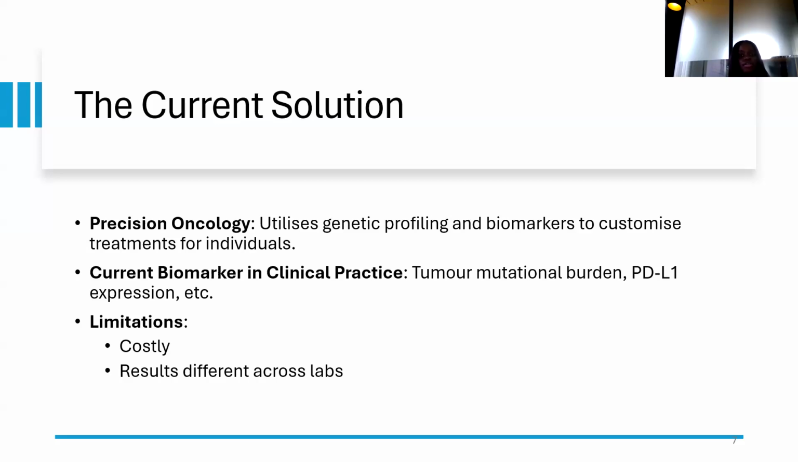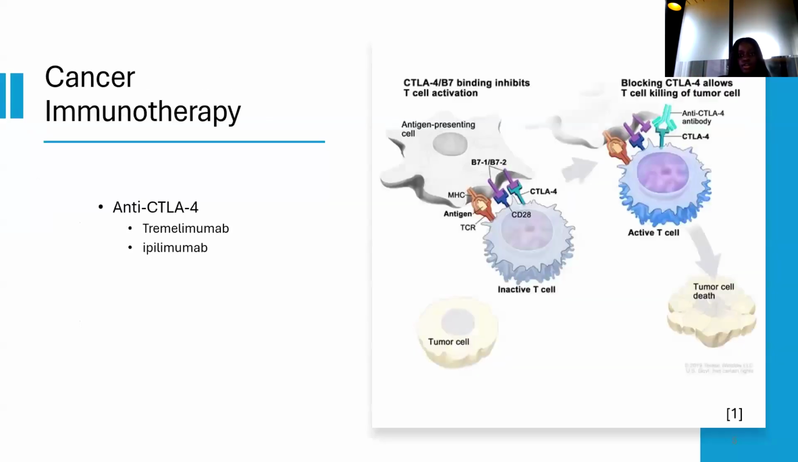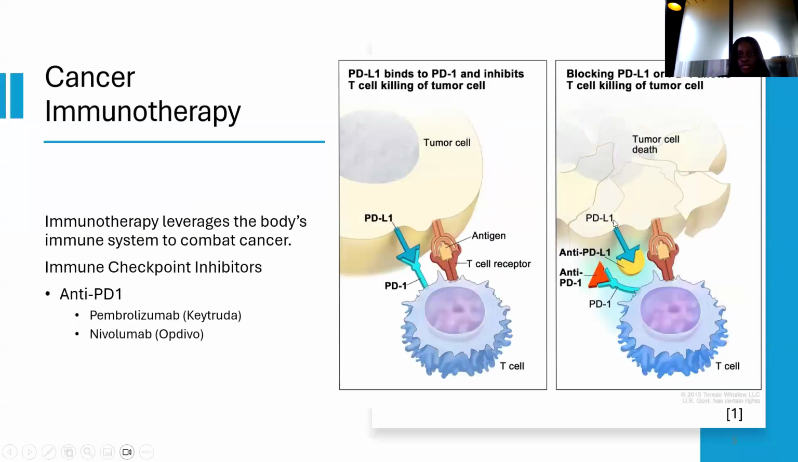And the current biomarkers they have is something called tumor mutational burden. So remember how I was speaking about how different mutations within your genes can lead to cancer. There's a way to ascertain how many mutations have happened and whether or not this can lead to a patient being a responder or not. And then PD-L1, if I go back here. So PD-L1 is this antigen here that's presented on the tumor cells.